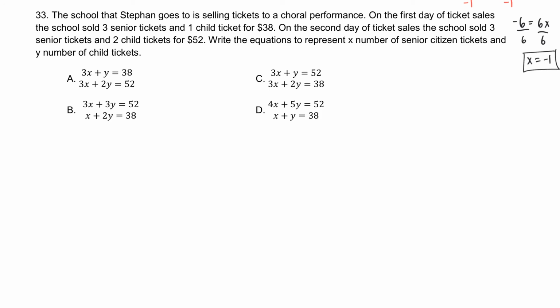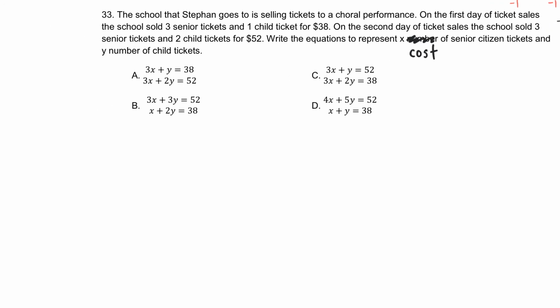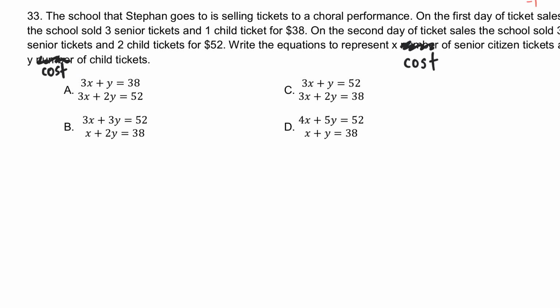This is an absolutely terrible question. This question is worded horribly. I can't believe this was a past exam question. And why is that? Because X is not going to represent the number of senior citizen tickets. It's going to represent the cost of senior citizen tickets. And the Y is going to represent the cost of child tickets, right? Oh, that's going to bug me.